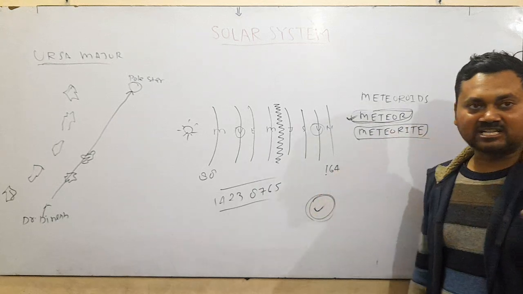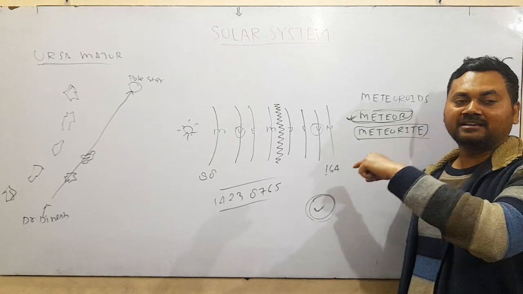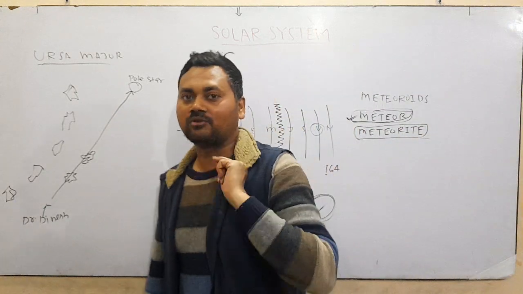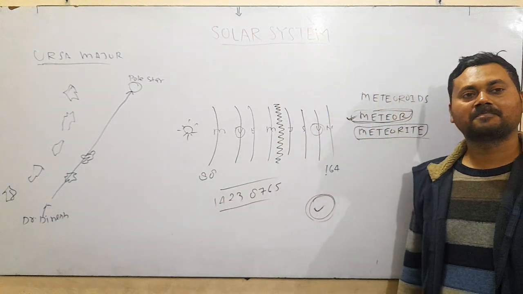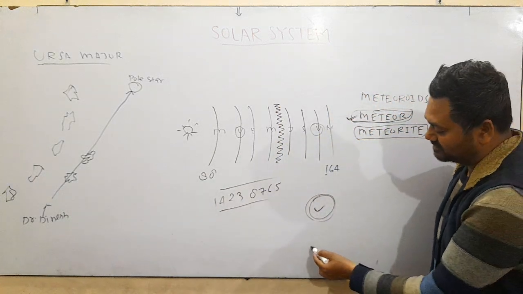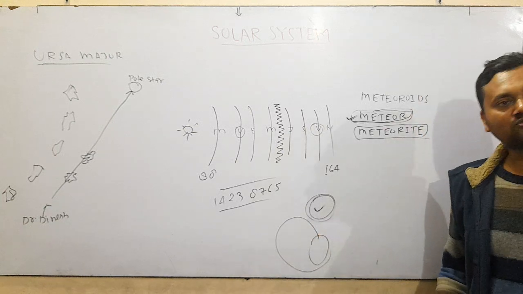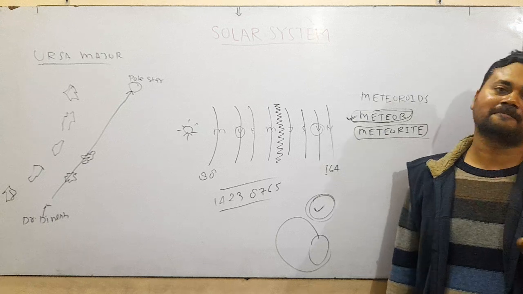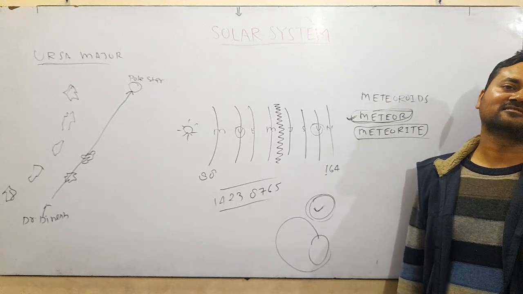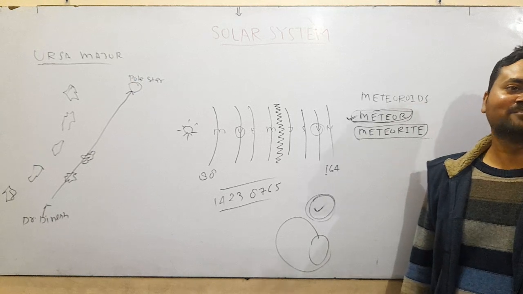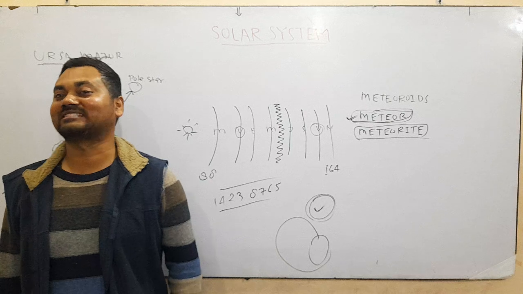So first condition is fulfilled. The second condition is that the body must revolve around the sun. Pluto was also fulfilling the second condition. Pluto was revolving around the sun. And Pluto was spherical in nature. But Pluto was not fulfilling the third condition. And what was that third condition?